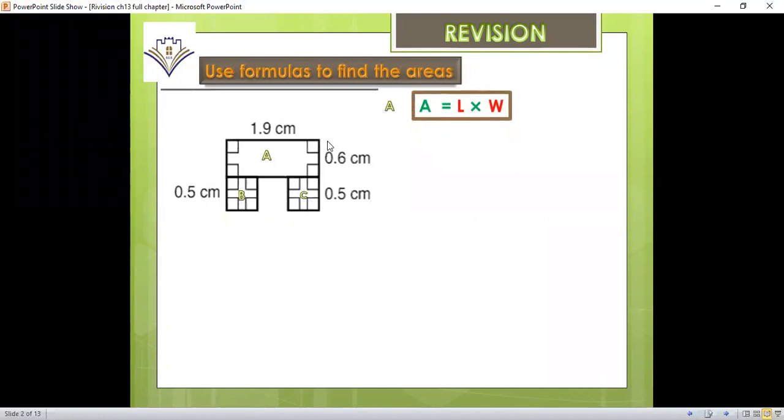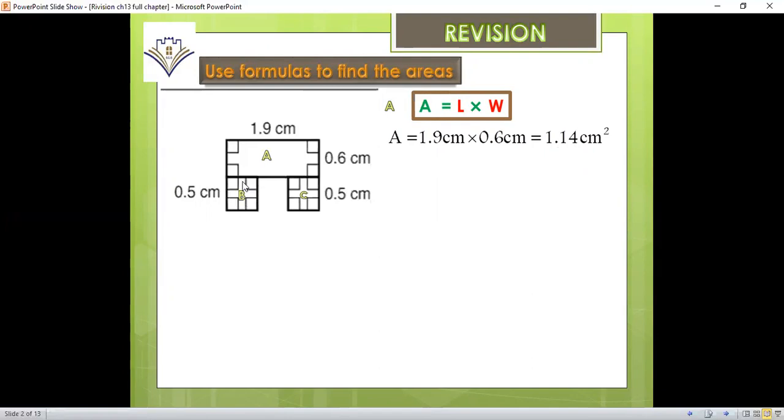Then the length is here 1.9 centimeter and the width is 0.6 centimeter. Then 1.9 centimeter multiplied by 0.6 centimeter, the product is equal to 1.14 square centimeter. Two decimal places, because we have one decimal place here and one decimal place here, then the answer is after two decimal places.